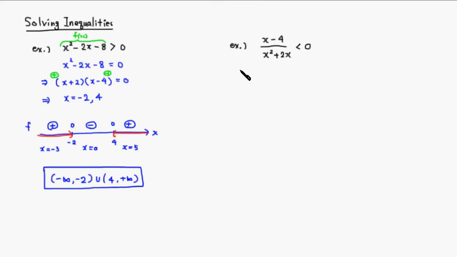All right, let's look at the next example. You have a rational function, and we want it to be negative. We can do pretty much the same thing. The first thing is we're going to look for zeros, just like this one.